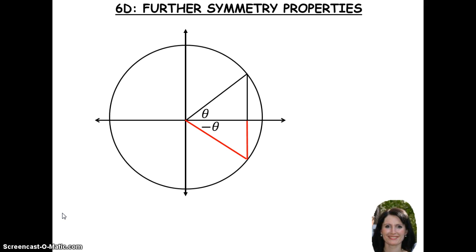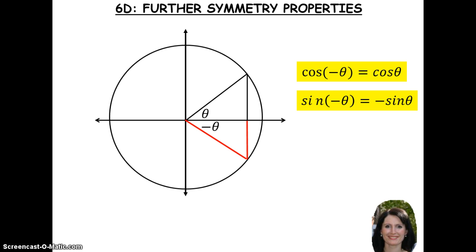So with this triangle, we can see that cos of negative theta, so the x value of your red triangle, will be the same as your cos value or x value of your black triangle. So cos of negative theta is the same as cos theta. For sine of negative theta, that's the sine value or the y value of the red triangle. Well, that's going to be the negative of the sine value of your black triangle.